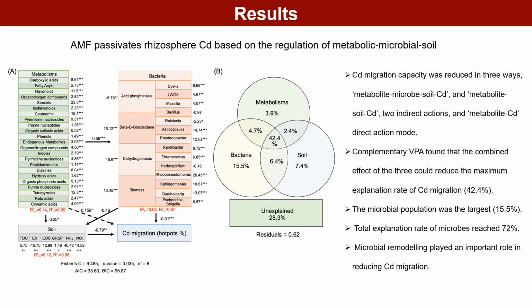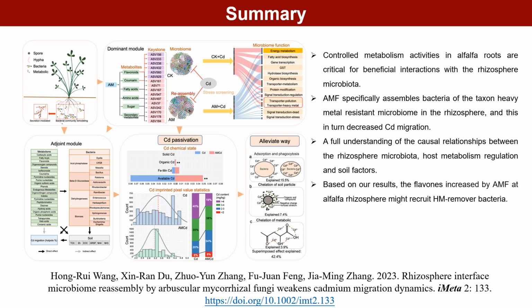Using a structural equation model, it was found that root secretions were the key signal reducing cadmium migration, as shown in the figures, and the microbial explanation rate was the largest. The study shows that control of the metabolites is essential for interactions with the microbiome. Under cadmium toxicity, AMF assembles a heavy metal resistance microbiome in the rhizosphere, reducing cadmium migration.